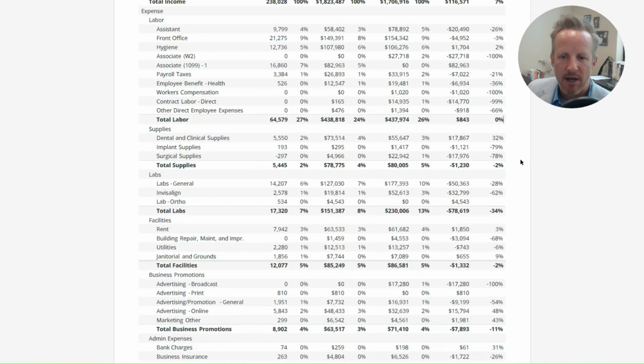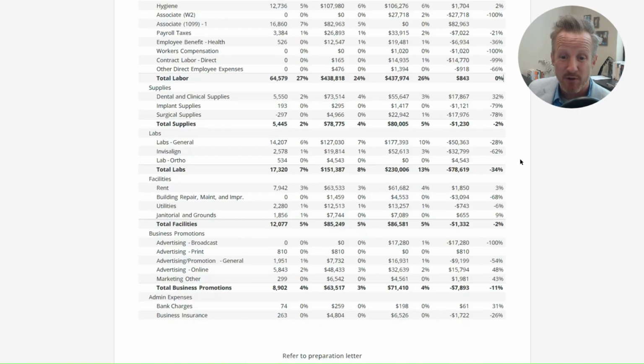All right. Now we go down to supplies. The supplies were actually down by 2%. The labs are actually down by 34%. The labs last year were $230,000. This year through August, they're $151,000. So again, this is comparing 8 months to 8 months, not 8 months this year to 12 months last year. No, that's not an apples to apples comparison. That's not helpful. It's got to be 8 months this year compared to the same 8 months last year.